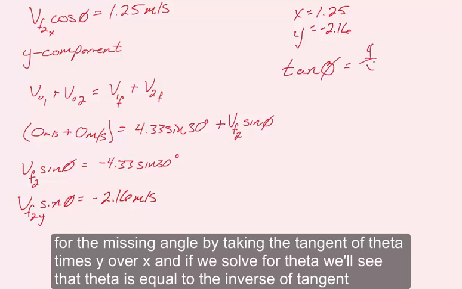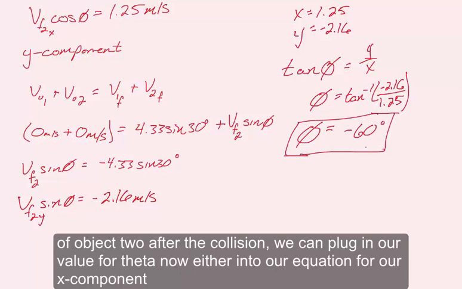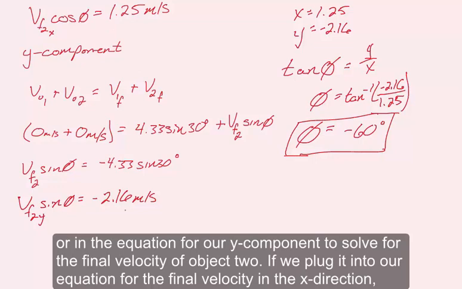And if we solve for theta, we'll see that theta is equal to the inverse of tangent times negative 2.16 divided by 1.25, which will give us a value for theta as a negative 60 degrees. So we know the direction of object 2 after the collision. We can plug in our value for theta now, either into our equation for our x component or our equation for our y component to solve for the final velocity of object 2.